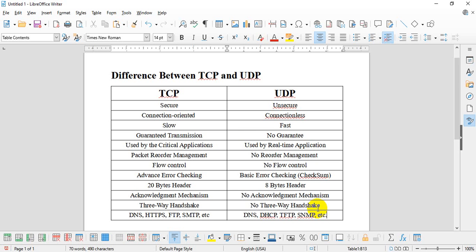In TCP, the connection is established by the three-way handshake, and in UDP you do not have any three-way handshake mechanism. The protocols that use TCP are DNS, HTTPS, FTP, SMTP, etc. And the protocols that use UDP are DNS, DHCP, TFTP, SNMP, etc. Hope you understand the difference between TCP and UDP.